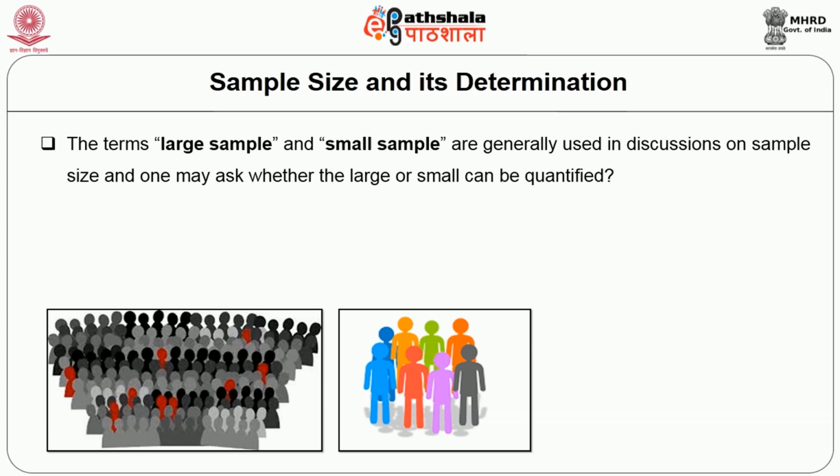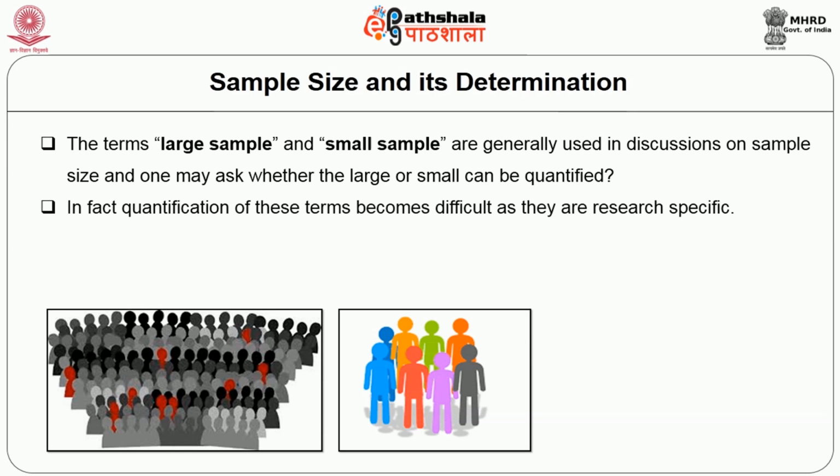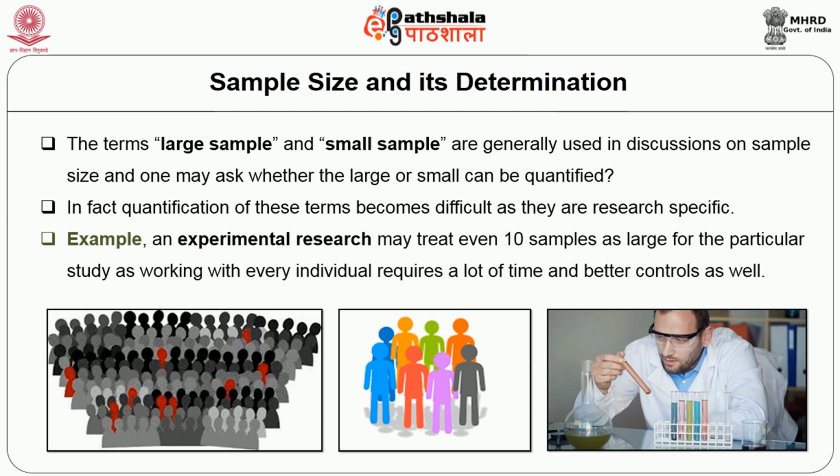The terms large sample and small sample are generally used in discussions on sample size, and one may ask whether the large or small can be quantified. In fact, quantification of these terms becomes difficult as they are research specific. For example, an experimental research may treat even 10 samples as large for a particular study, as working with every individual requires a lot of time and better controls as well.